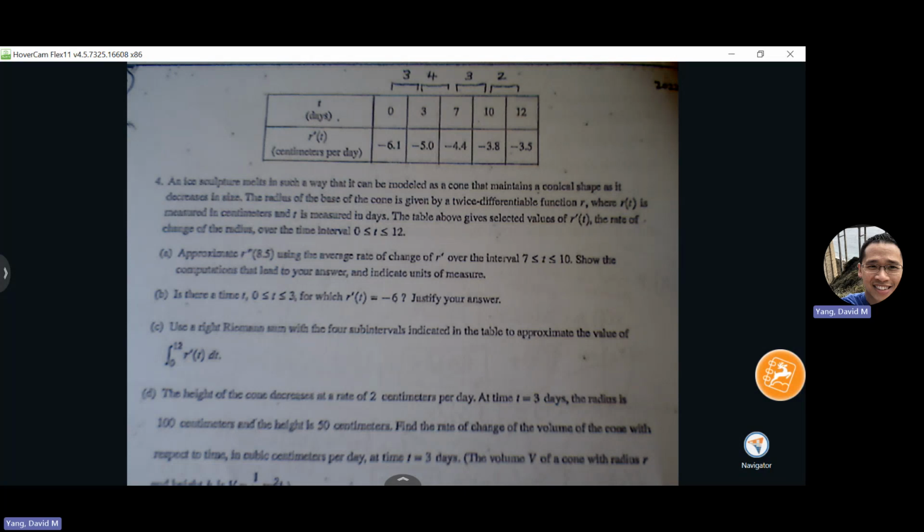R double prime is the slope or the rate of change of R prime. So we can just find slope. So find the closest ordered pairs to 8.5 and then just do the slope of R prime, the change in R prime over the change in time. And then your units of measure will change from centimeters per day to centimeters per day squared.